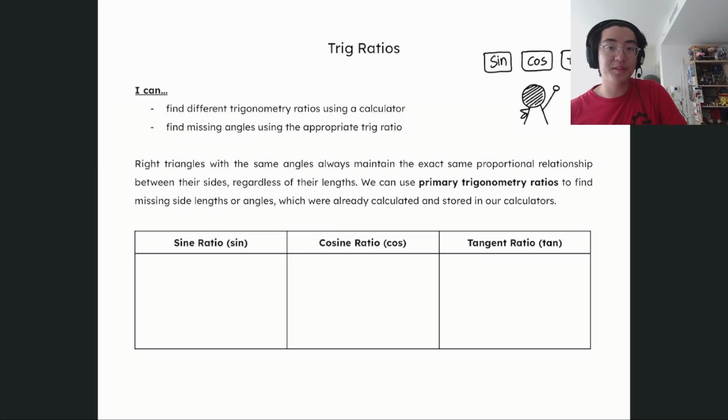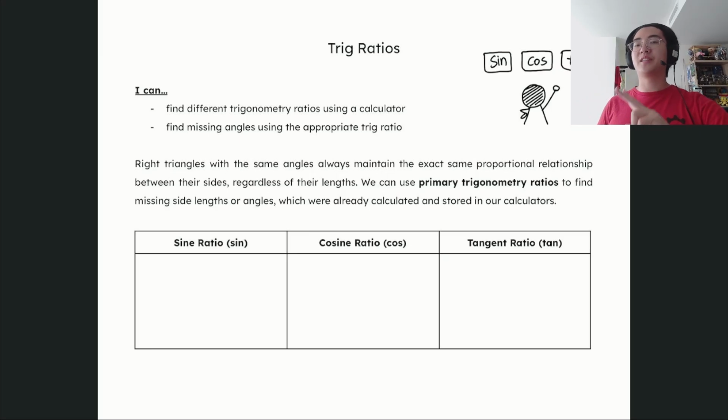Hello everyone, welcome to today's lesson on trig ratios, or trigonometry ratios. Alright, so last time we talked a lot about finding out what side is the hypotenuse, the opposite, or the adjacent. So this time we're actually going to put them into practice.